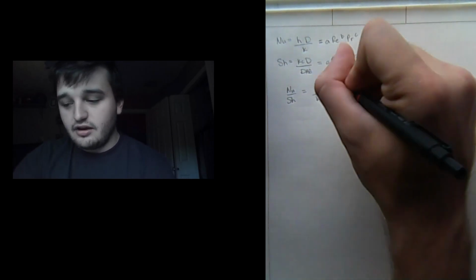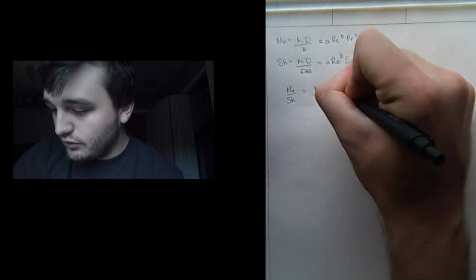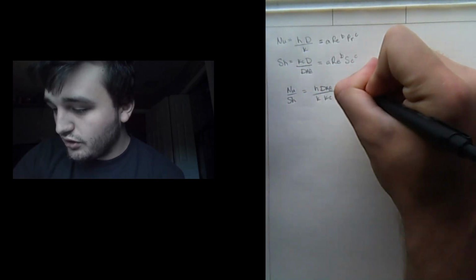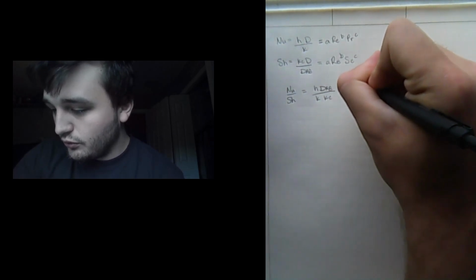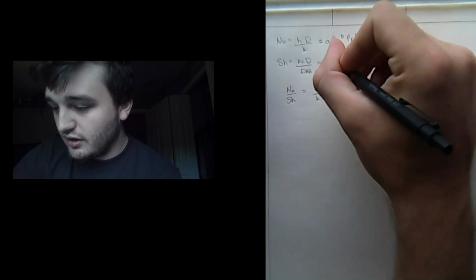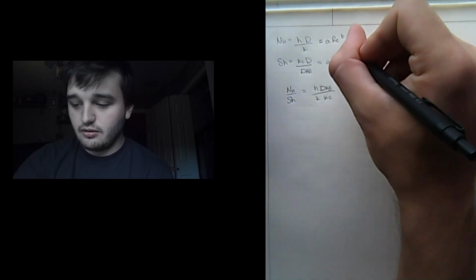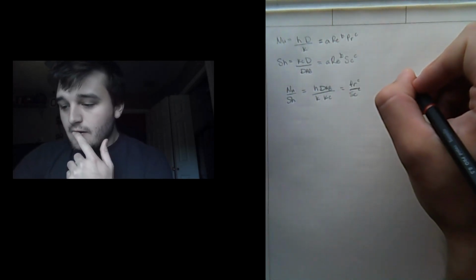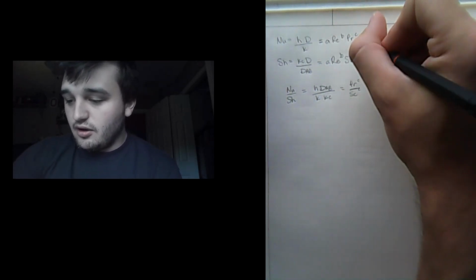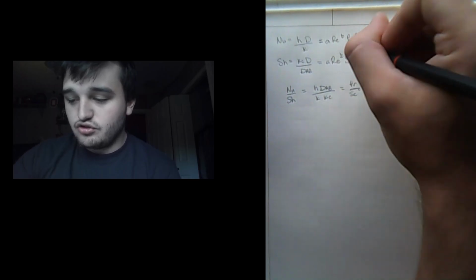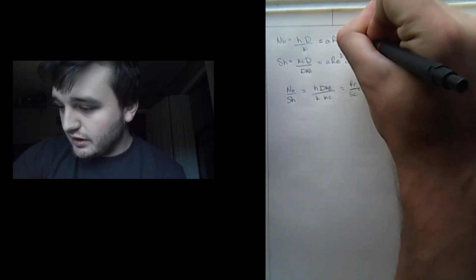Now that we know that, when we divide, we also can say that that is equal to the Prandtl number over the Schmidt number, both raised to some power C, because the coefficients A, Reynolds number to the B, will both cancel out when you divide. So now we need to look at what's different between the Prandtl and the Schmidt numbers. So we can actually expand these right here.